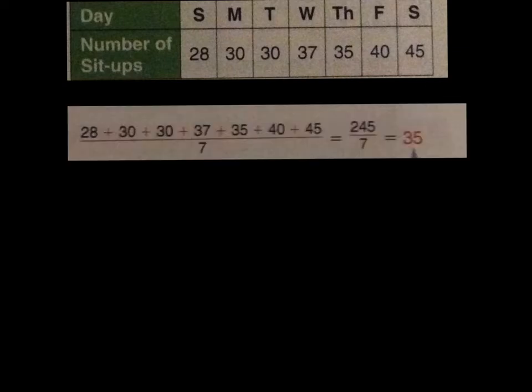So first we're going to interpret what the mean is. Now remember, that is the sum of all of the numbers divided by the total number of numbers. So we're going to add up 28 plus 30 plus 30 plus 37 plus 35 plus 40 plus 45, and we would divide that by 7. So here we've added up all of those numbers divided by 7, and we get 245 over 7, which equals 35. So the mean would be 35.